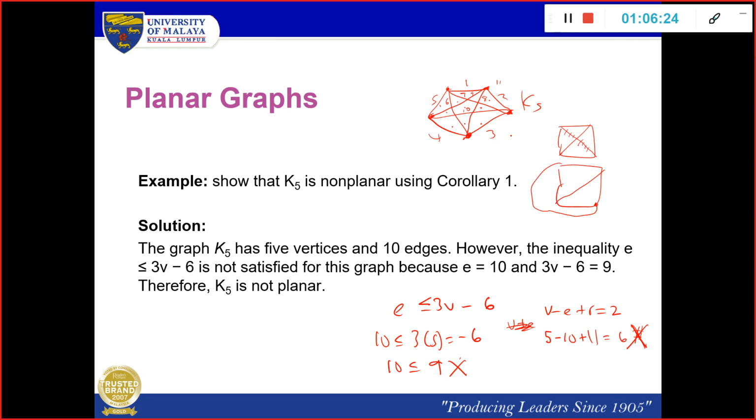Before you try to move this and that and become very messy, try to use Euler's theorem and corollary 1. E is not the same. E is 10, and 3V minus 9 is 9. So 10 is less than or equal to 9. This statement is incorrect. Therefore, K5 is not planar.